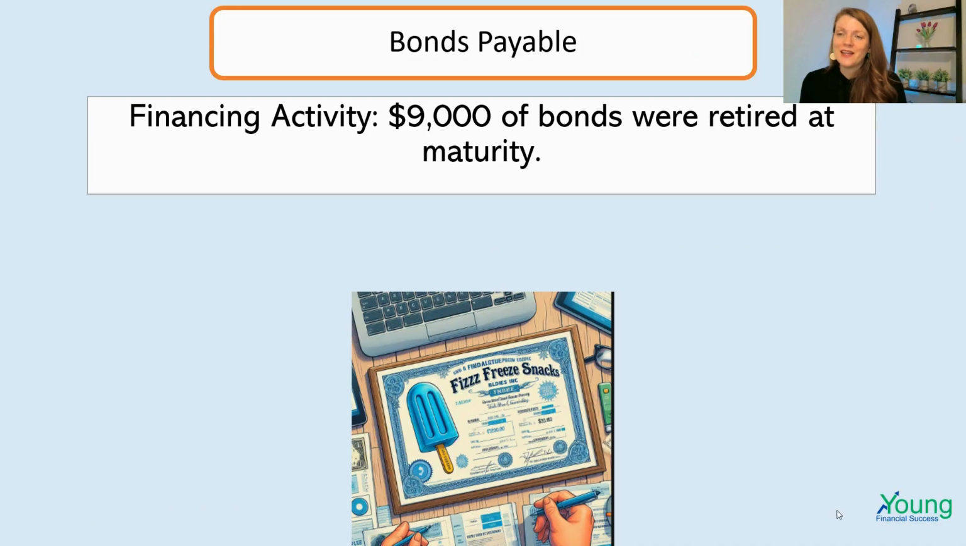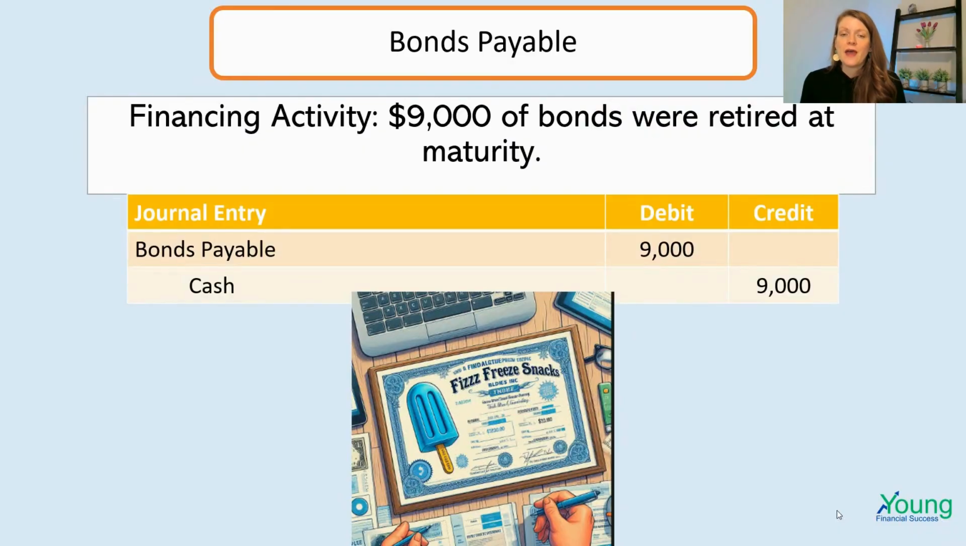Okay, so the financing activity here, we have $9,000 of bonds that were retired at maturity, meaning that we, Fizz Freeze, paid this bond. So we would have had cash going out for that. So we got rid of our bonds payable. Awesome. We don't owe them anymore. But we also got rid of some of our cash by doing that.